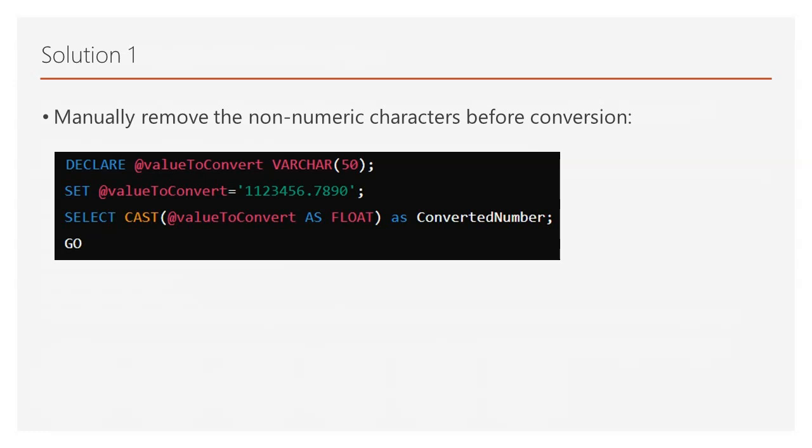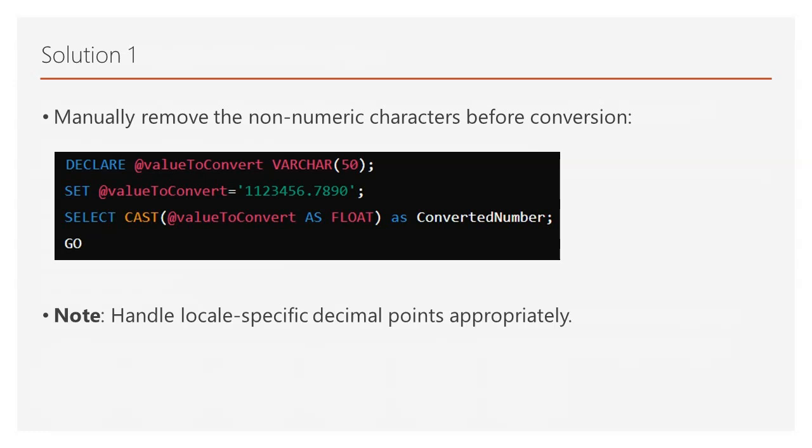Now let's talk about solutions. In this first solution, we manually clean the varchar string by removing non-numeric characters before conversion, in this case the comma. It is important to note that for locales where the comma is the decimal separator, you need to ensure to handle the decimal point appropriately.